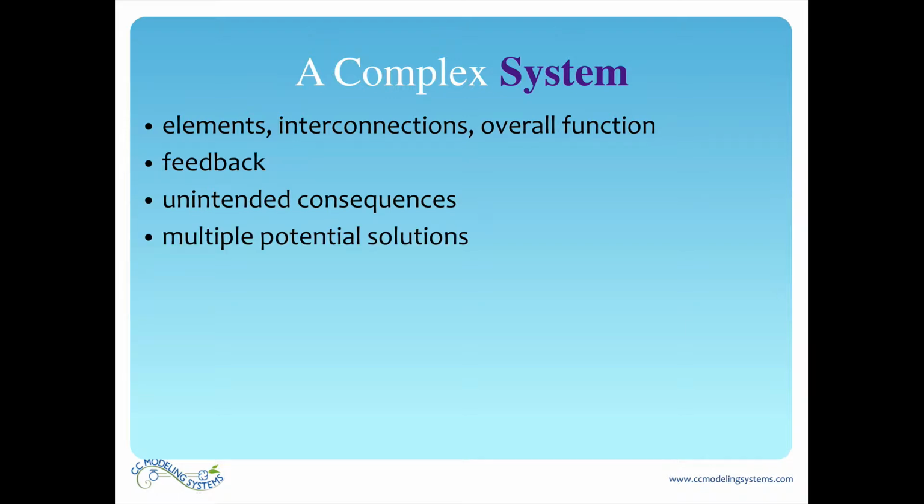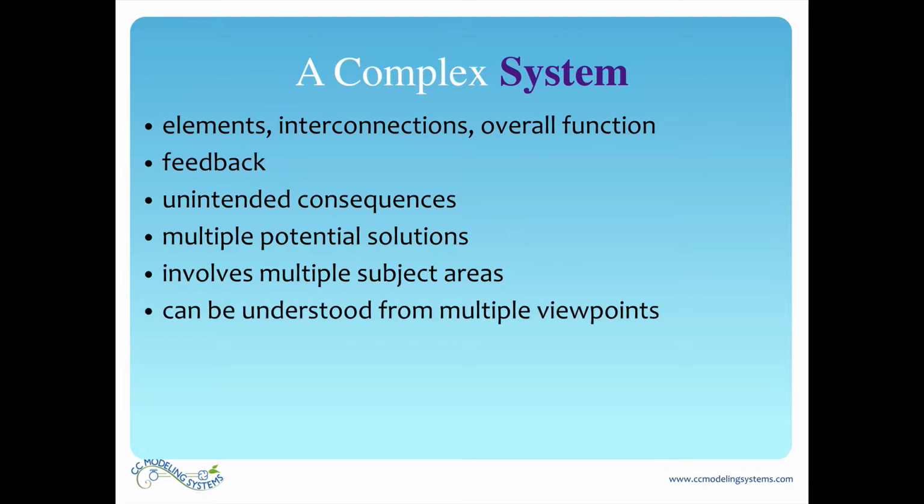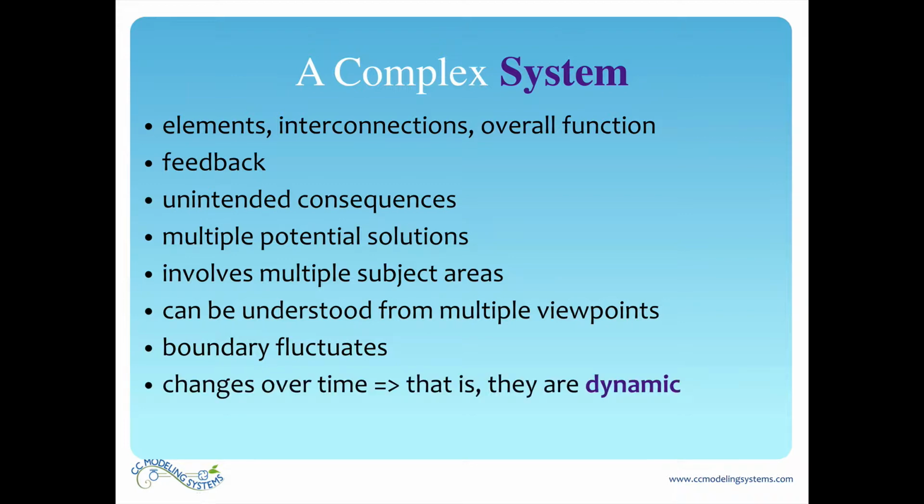A systemic problem can also have multiple potential solutions, and almost always involve multiple subject areas. They can be understood from multiple viewpoints. The boundary of a system's problem can fluctuate depending upon the focus of the problem. And of course, complex systems change over time. That is, they are dynamic.